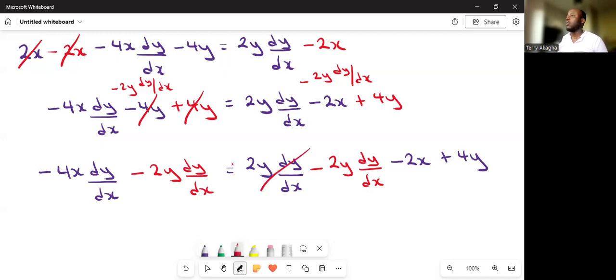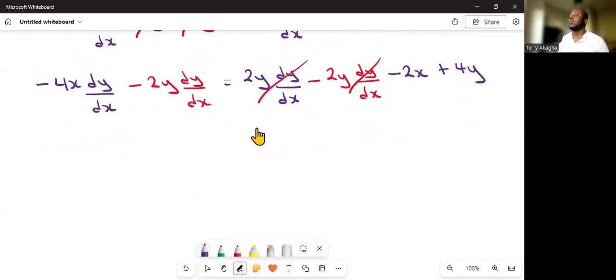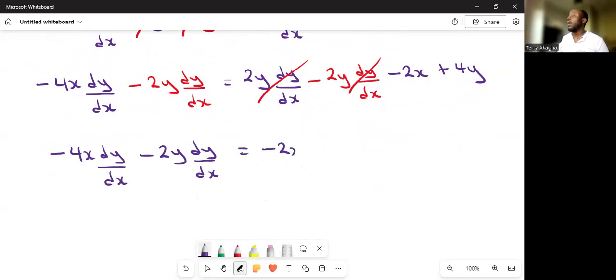Then this will cancel this out, okay? Then this is now going to give us minus 4x dy/dx minus 2y dy/dx, okay, which will be equal to minus 2x plus 4y. All right. So as you can see now, we all have the dy/dx on the left-hand side, and we have the other variables on the right-hand side.